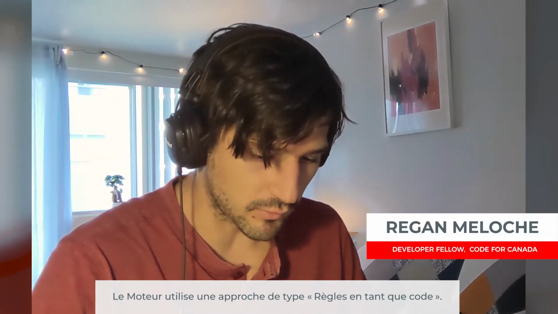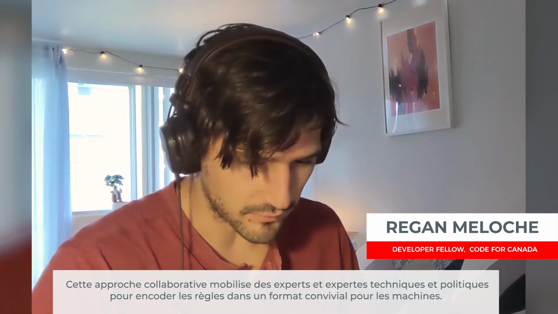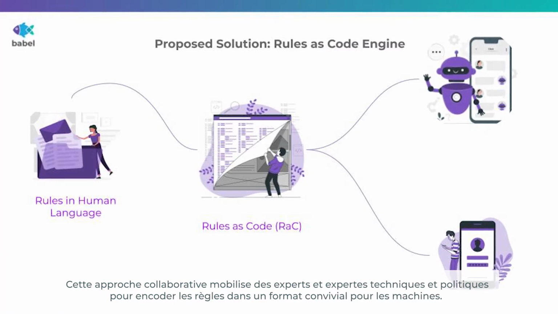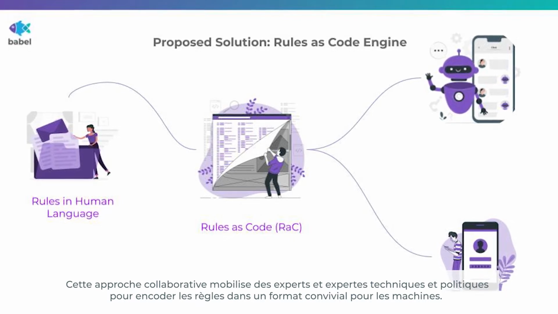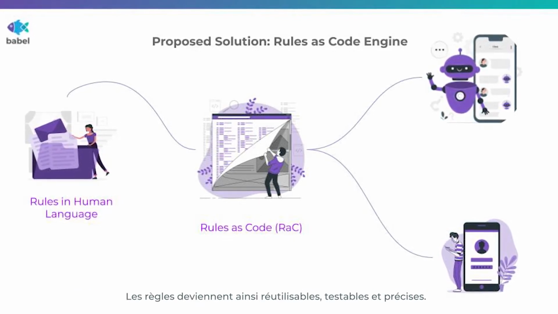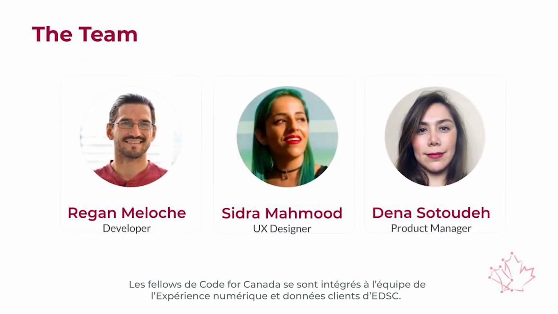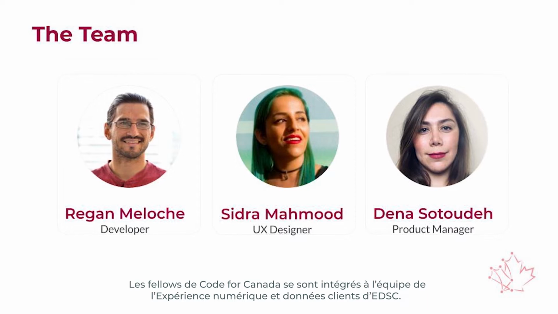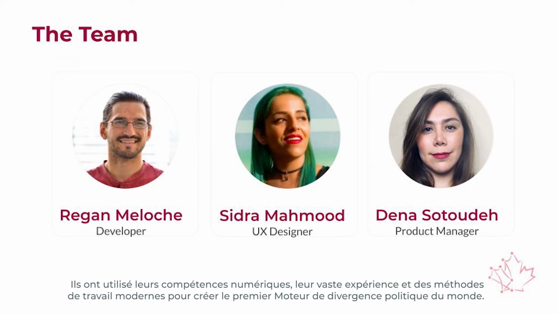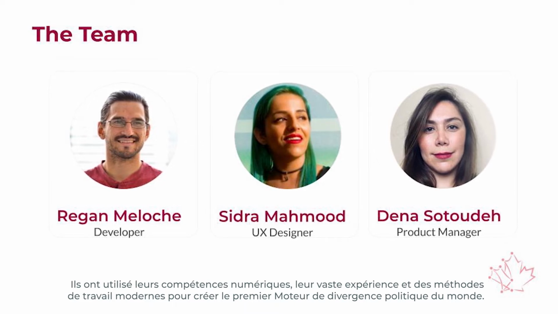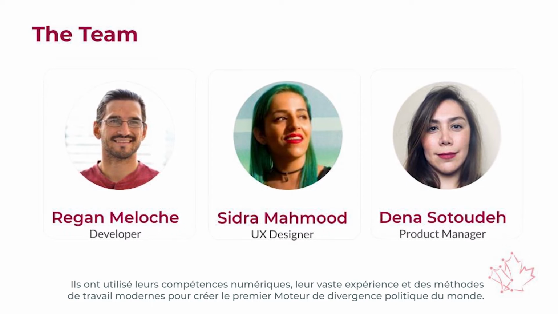It makes use of a rules as code approach. The rules as code approach is a collaborative approach between technical and policy experts to encode the rules in a machine-friendly format in a way that could be reusable and testable and precise. The Code for Canada Fellows worked as an embedded team within the Digital Experience and Client Data team at ESDC. They used their digital skills, extensive experience, and modern ways of working to build the world's first policy difference engine.